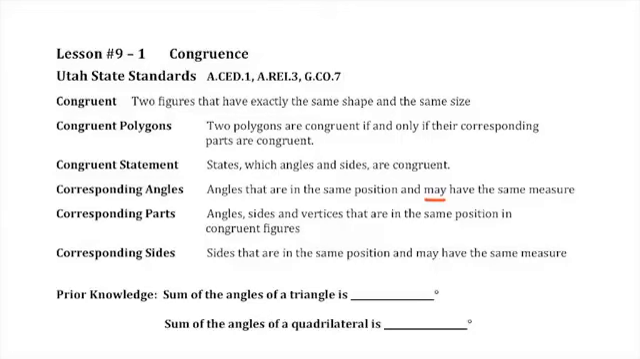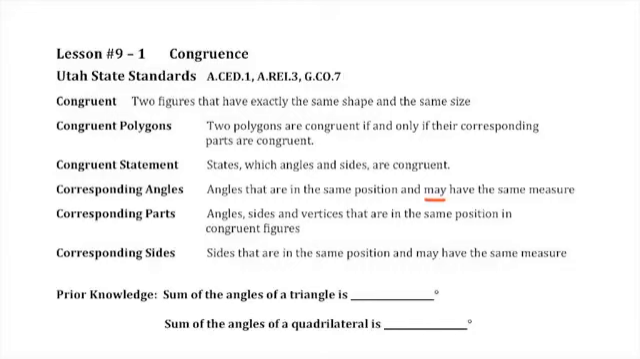Okay. Corresponding parts. So corresponding parts are just the angles, the sides, the vertices that are in the same position in congruent figures. Corresponding sides are sides that are in the same position and may have the same measurement.